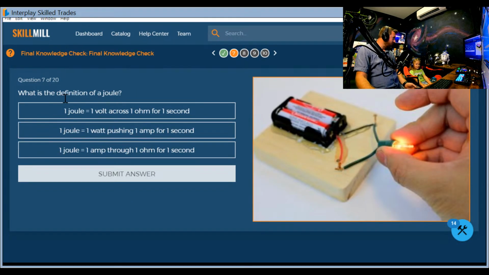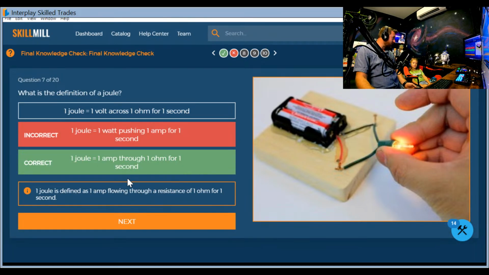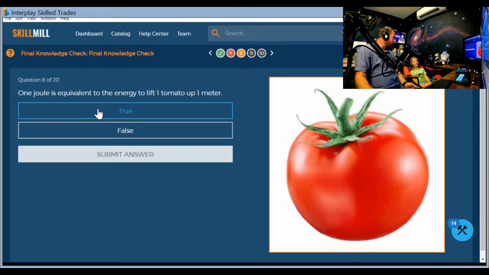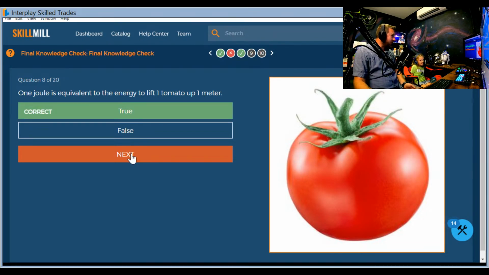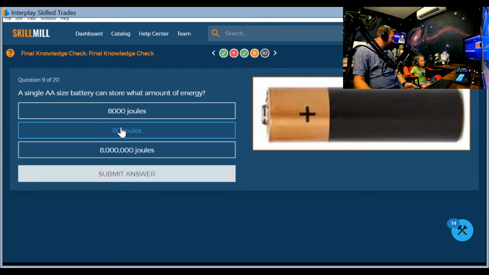What is the definition of a joule? One joule equals one watt pushing one amp for one second. Oh, it's one ohm for one second. You messed up. One joule is equivalent to the energy to lift one tomato up one meter. You know, this is actually a fact. Why does a tomato have to do that? I don't know why they determined a tomato is a measurement of energy.